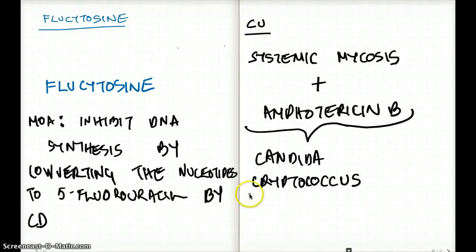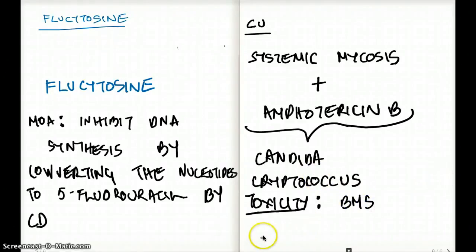What about toxicity? Now, we already know that flucytosine is a DNA synthesis inhibitor. So, would it be fair to say it's going to cause bone marrow suppression? Not really. Other associated symptoms are going to be nausea, vomiting, and diarrhea.